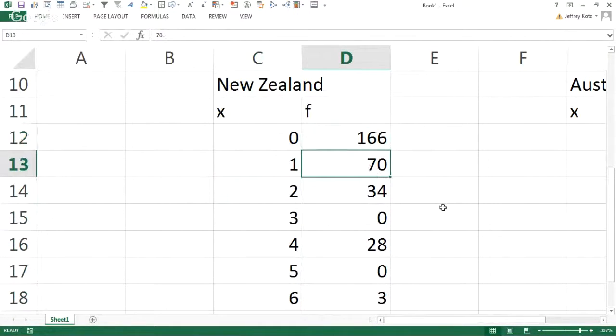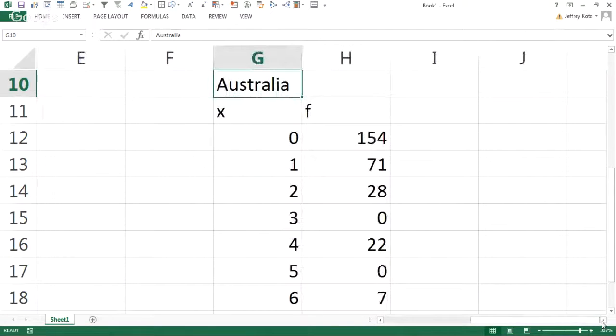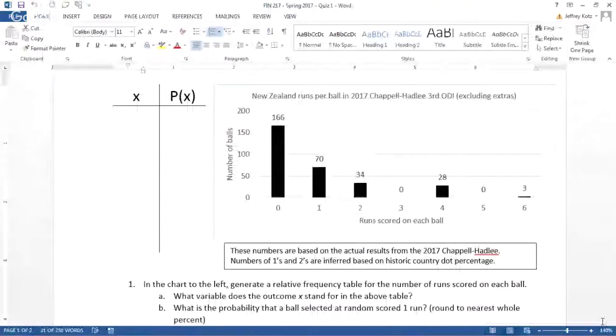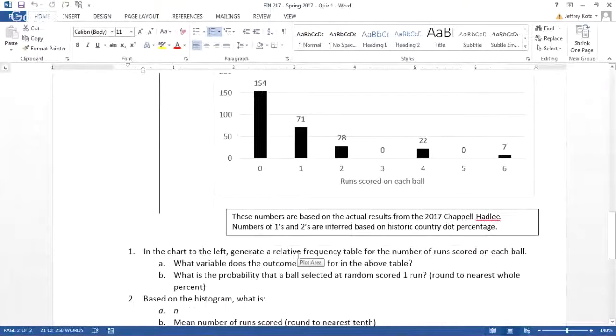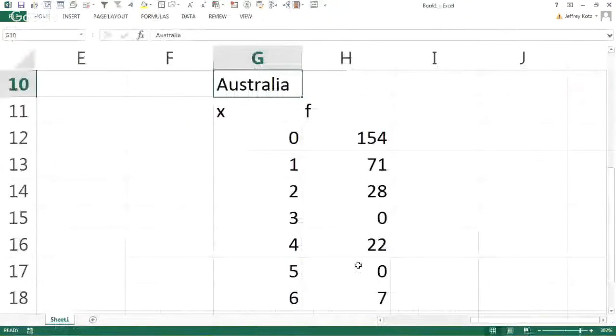70 times 1 run was scored. 34 times 2 runs. 28 times 4. And 3 times 6s were scored by the New Zealand team. If you had the Australia quiz, this is the frequency distribution, which could be generated from this particular histogram. So depending on the quiz that you had, one side or the other, you would basically generate the same thing, which is starting with a frequency distribution.